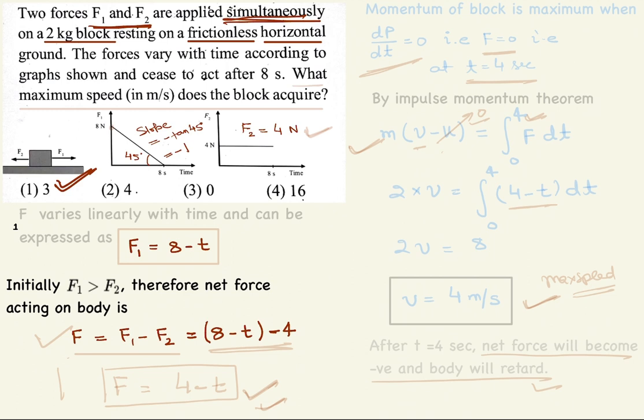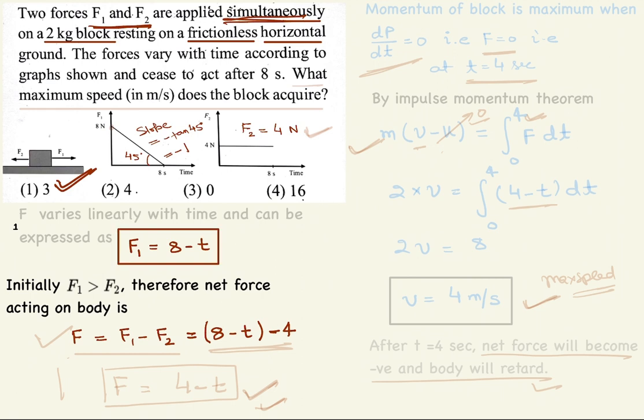Now we can see that F1 is a time dependent force. The graph of F1 with respect to time is shown. Now we can see that in this graph slope of line is -1 and y-intercept is 8. So we can write expression for force F1 as 8 minus t.